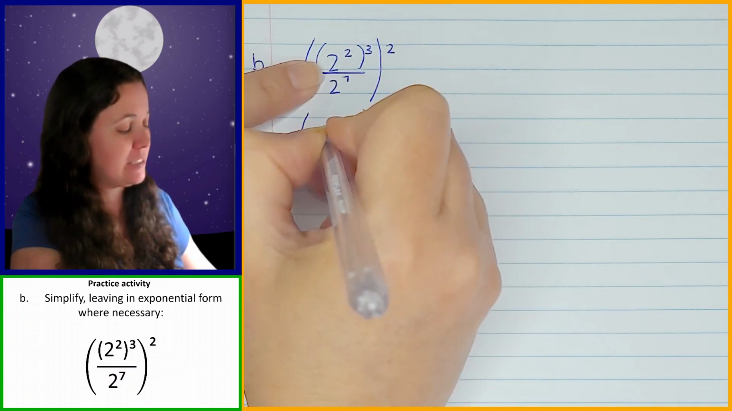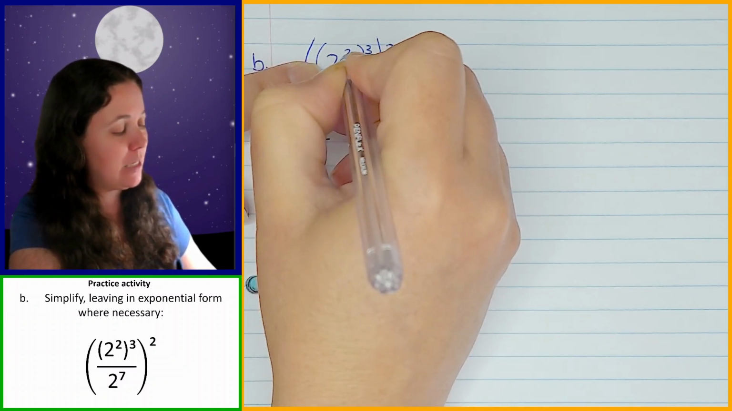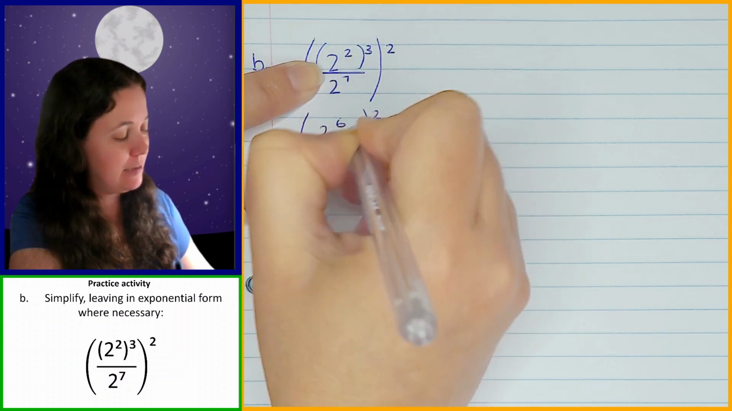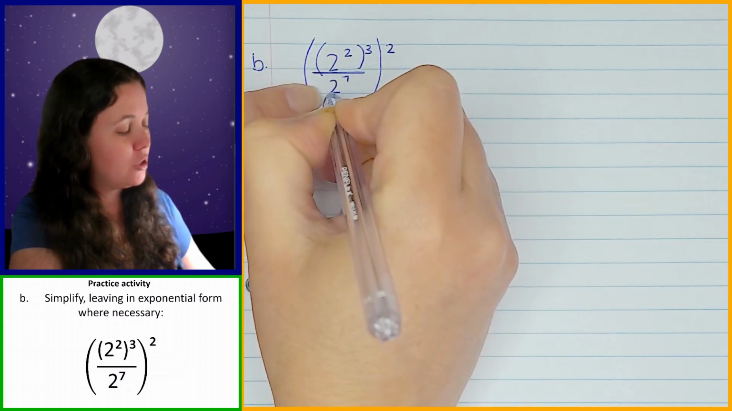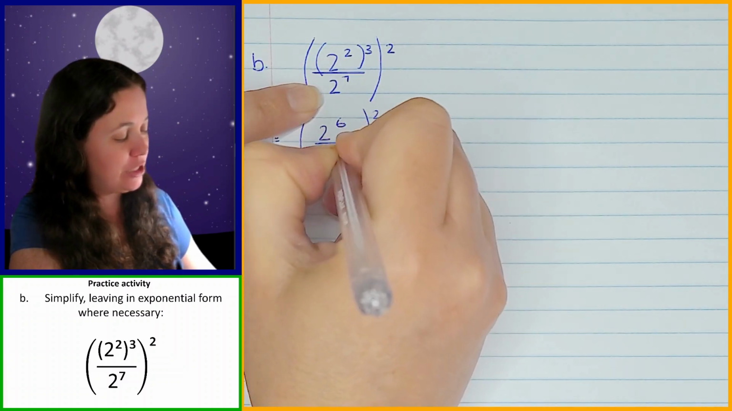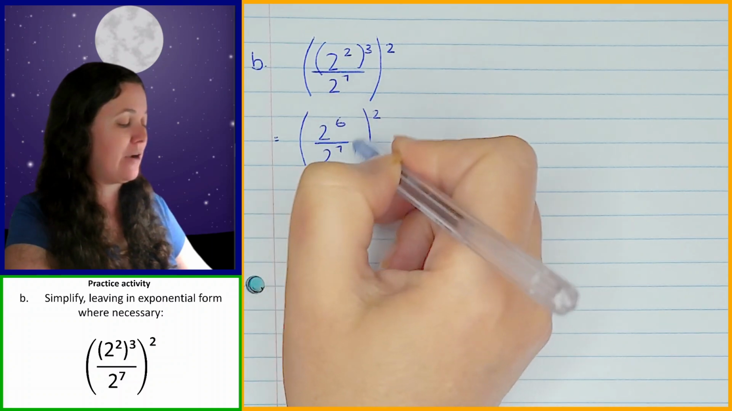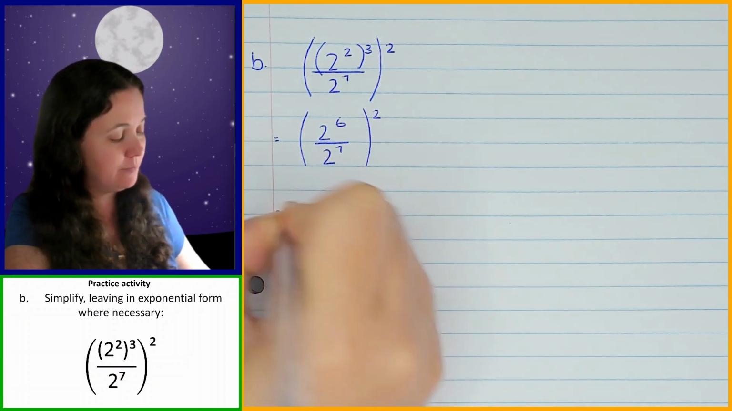So the 2 is going to stay the same, and I'm going to multiply the exponent inside and outside. So 2 times 3 is 6. And that goes over 2 to the power of 7, which isn't going to change yet. Okay, so now I've simplified the brackets inside. Now I'm going to simplify the fraction inside those brackets.